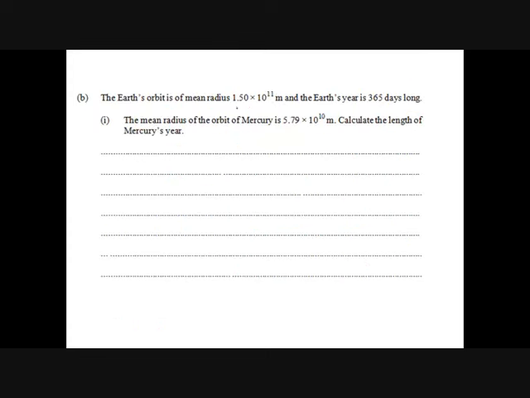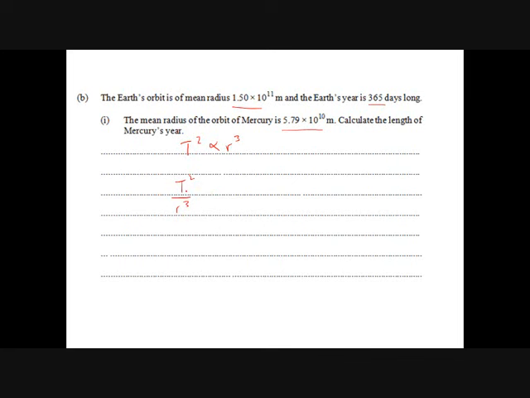Okay, so the Earth has a mean orbit radius of 1.5 times 10 to the 11. The Earth's year is 365 days long. The mean orbit radius of Mercury is 5.79 times 10 to the 10. Calculate the length of Mercury's year. So what you need to do is to say T squared is proportional to r cubed, which means that T squared over r cubed is a constant for all the planets.